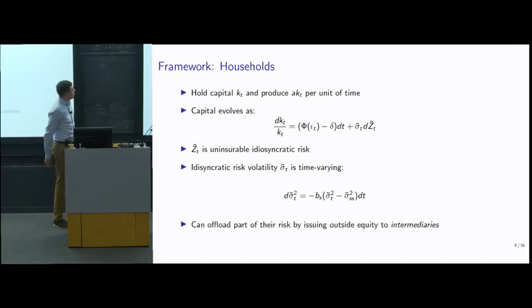Of course, the households are going to be risk averse. They're not going to like this idiosyncratic risk, and they would be happy to offload this risk as much as possible, get rid of this risk. And they will have this opportunity to issue outside equity to the intermediaries. So they would be able to offload their risk, at least part of it, to the intermediaries who are going to be better at managing this risk.